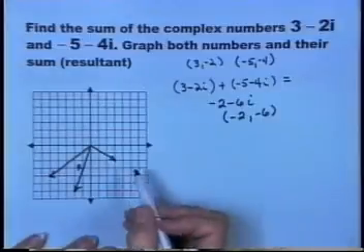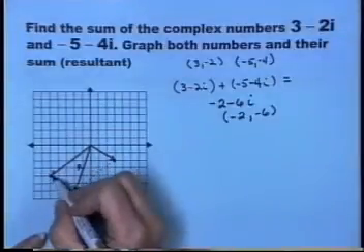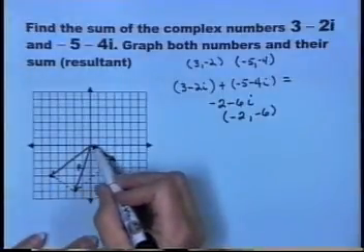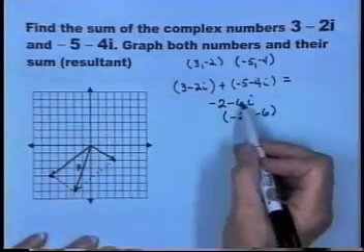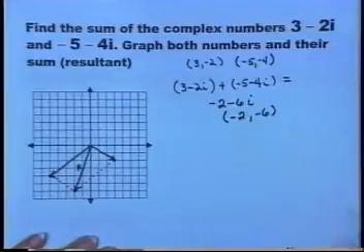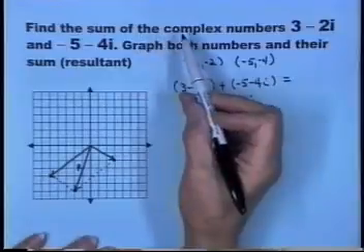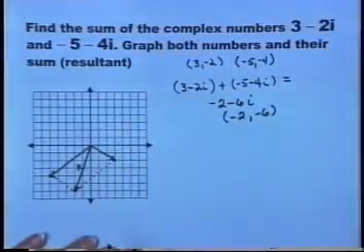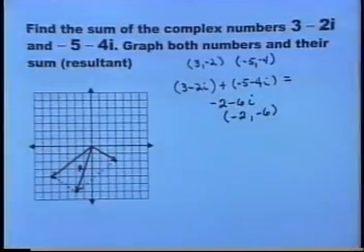Now what I want you to notice, if I completed the parallelogram like we learned the parallelogram rule for vectors, notice that this diagonal of our parallelogram is the same thing as the sum of our two complex numbers. So adding two complex numbers is just like adding two vectors. We can get that sum geometrically by finding the resultant vector from that parallelogram rule.